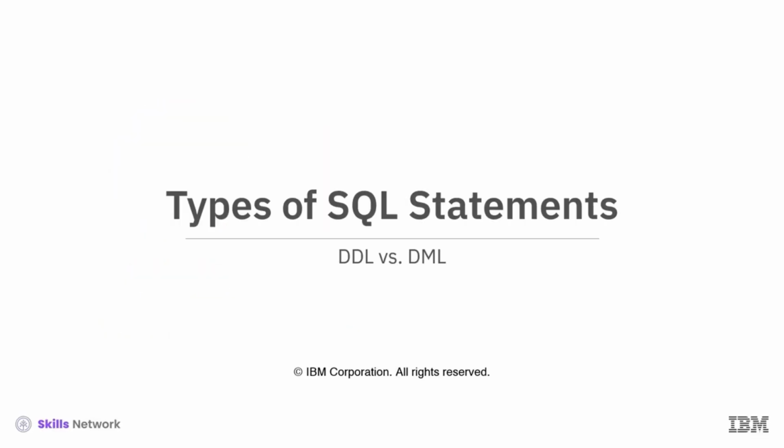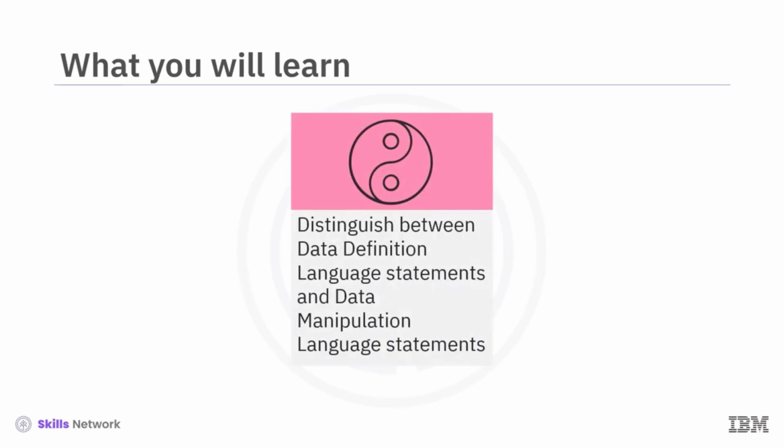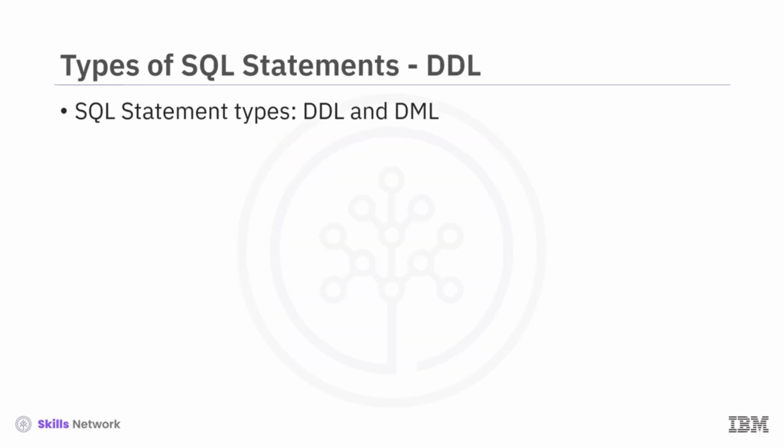Welcome to Types of SQL Statements. At the end of this video, you will be able to distinguish between data definition language statements and data manipulation language statements. SQL statements are used for interacting with entities, that is, tables, attributes, that is, columns, and their tuples, or rows with data values, in relational databases.